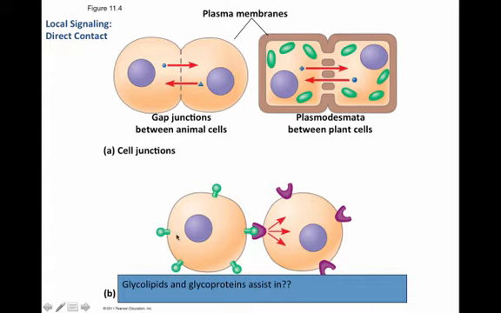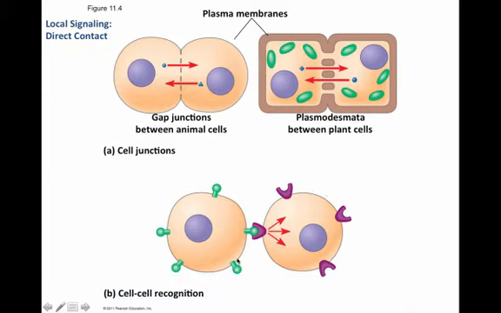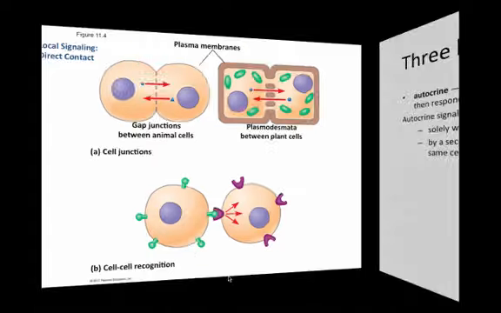Now, there's also other local signaling that can occur via direct contact, and this can occur in response to the presence of certain glycolipids or glycoproteins on the cell surface. And if you recall, you should recall why these glycoproteins are on the cell surface. They allow one cell to recognize the other cell. And so these are two methods of local signaling as it relates to direct contact. There's cell junctions and also cell-to-cell recognition, which involves glycolipids and often glycoproteins.